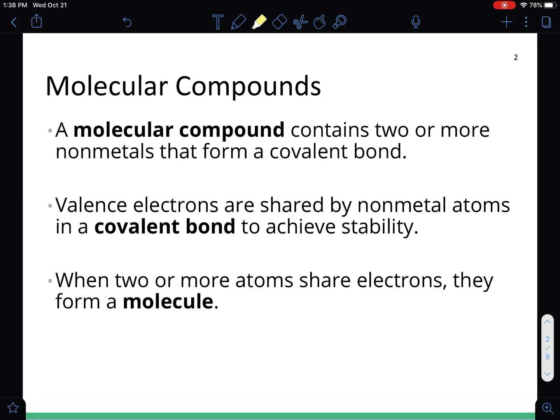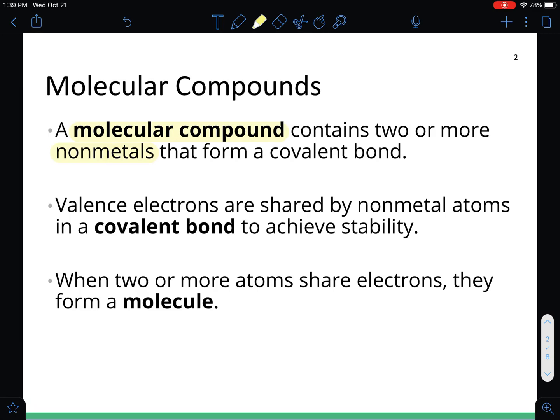All right, now first, molecular compounds. A molecular compound is a compound that contains two or more of the same type of atom. So covalent bonds are molecular compounds because they contain two or more nonmetals, which is the same type of atom. An ionic bond is not a molecular compound because it contains metals and nonmetals, two different types of atoms, therefore not molecular. It has to have two of the same type.